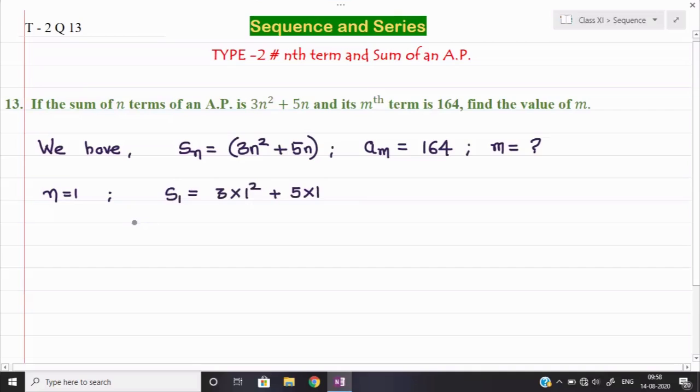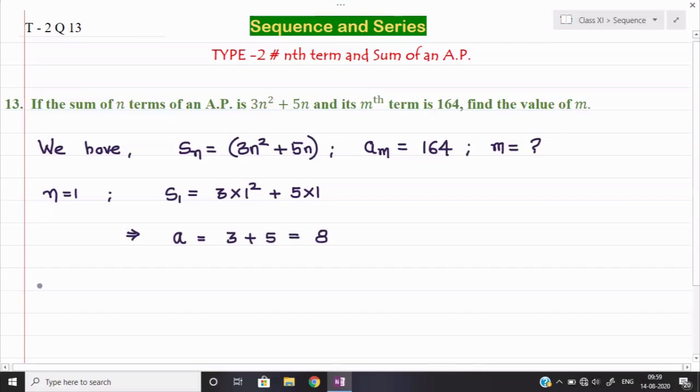Right? And S1 means what actually? S1 means, technically, the sum up till one term. So up till one term only one term is coming. So we can say that S1 is also equal to the first term, that is A, and this will become 3 plus 5, it will be equal to 8.